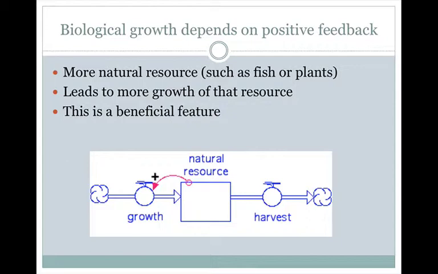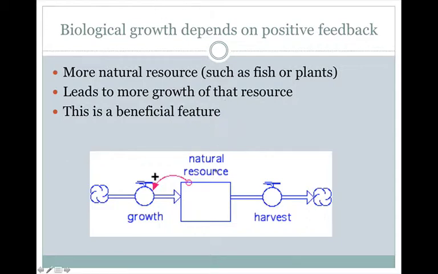Now, the first thing about biological processes, such as fish populations or the growth of trees or the growth of other organisms, is that more natural resource usually leads to more of that resource. So, for example, a healthy fish population leads to more fish. Now, if you get too many fish, the population will slow down. And if you have a forest that's crowded in trees, that population will slow down. But in general, a healthy population will have more growth.